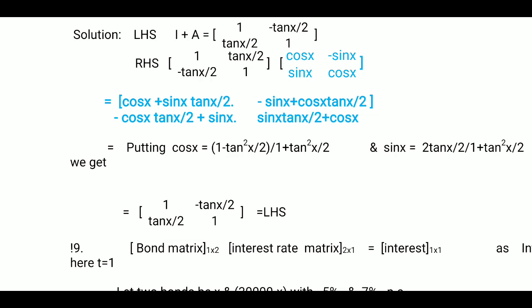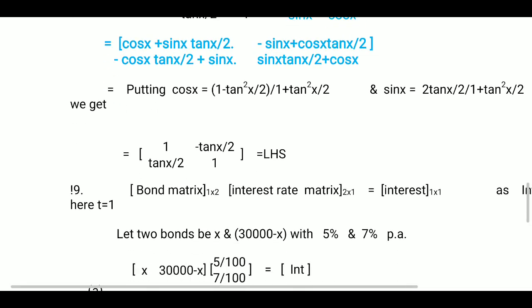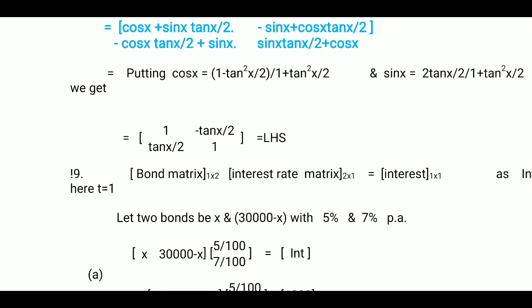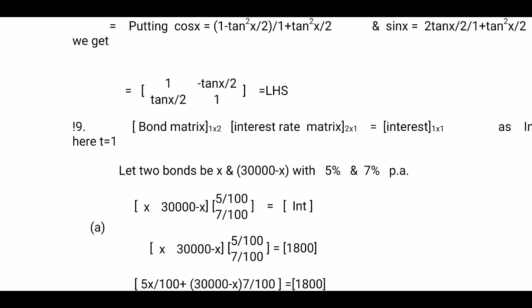Now use the formula from trigonometry. Cos x in half angles is equal to 1 minus tan square x by 2 upon 1 plus tan square x by 2, and sin x is equal to 2 tan x by 2 upon 1 plus tan square x by 2. Putting these values and solving, we get this value is equal to [1, -tan(x/2); tan(x/2), 1], and this is the right hand side. So it is verified.